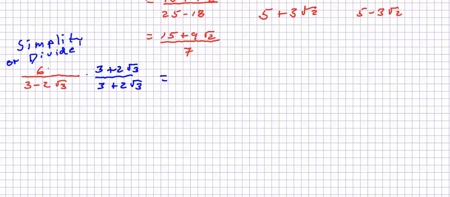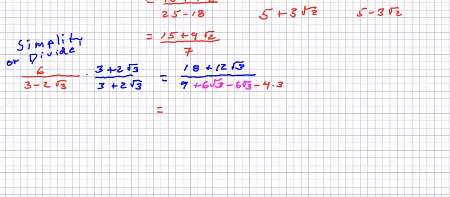When I distribute, 6 times 3 is 18. And 6 times 2 is plus 12 square root of 3. Over, now we FOIL, 3 times 3 is 9. 3 times 2 is 6 square root of 3. And then we have minus 6 square root of 3. And lastly, minus 2 times 2 is 4. Square root of 3 times square root of 3 is 3. So we have 4 times 3.